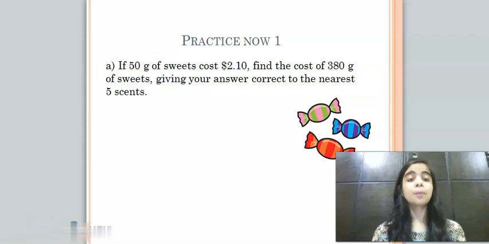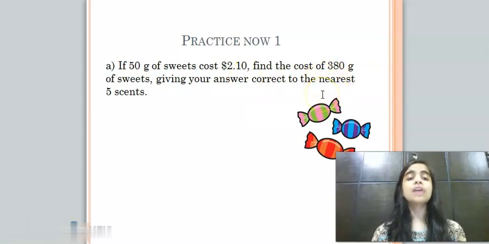First, it is very important to read the question properly. If 50 grams of sweets cost $2.10, find the cost of 380 grams of sweets, giving your answer correct to the nearest 5 cents. So it is important to understand what the question is asking. My question is saying that 50 grams of sweets are costing me $2.10. And then what will be the cost of 380 grams of sweets?